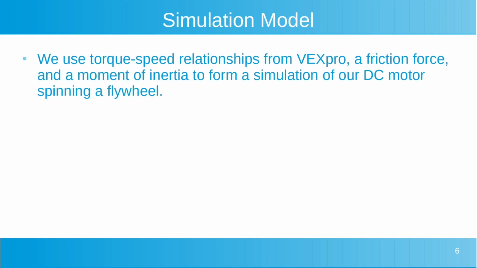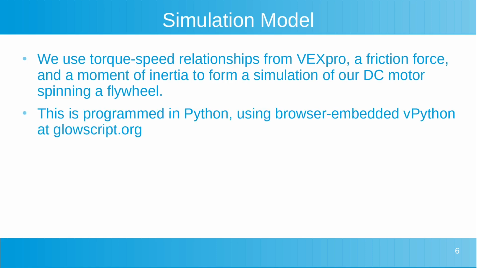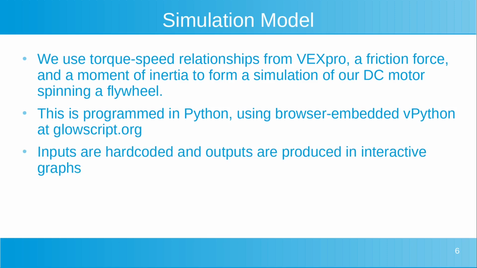So for the simulation model, I will use the torque-speed relationships from VEX Pro, a friction force that I got from a help page on the MATLAB documentation, and a moment of inertia that I will define arbitrarily to form a simulation of our DC motor spinning a flywheel. This is programmed in Python using browser-embedded vPython at glowscript.org. I will link the simulation in the description so you guys can play around with it. The inputs to the simulation are hard-coded and the outputs are produced in interactive graphs.